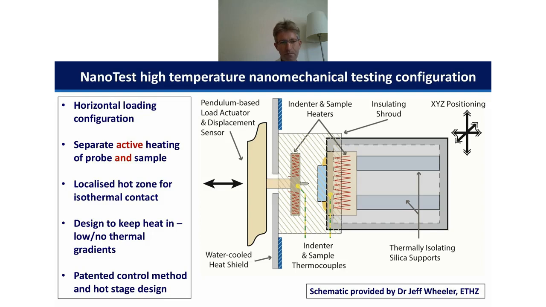We have a patented way of controlling the tip temperatures. Instead of PID control on both tip and sample, in the final stage before we do the testing, to allow for the different thermal masses of the indenter and the sample, we have a power lock method where we lock the power within a tight band on the indenter when we actually do the indentation. This avoids having two PID loops that fight against each other, and that delivers much better data quality.